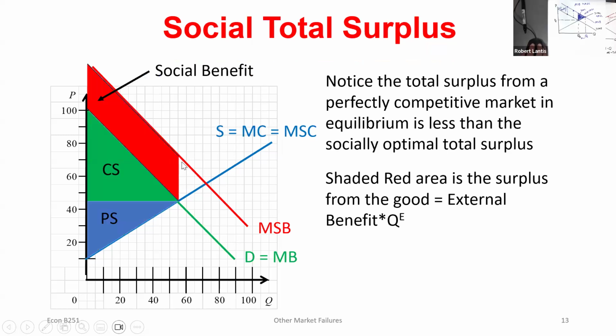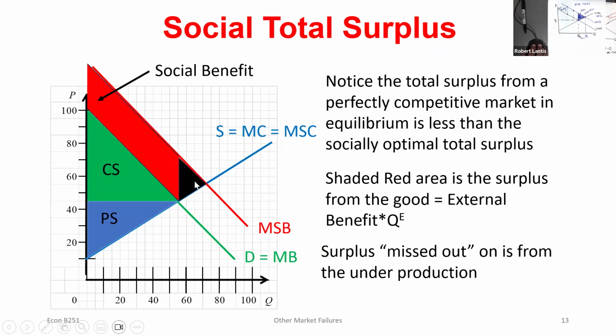What area are we missing out on? Oh yeah, all these units that are not being produced on the market that actually still had positive net benefit or positive surplus to society. Okay, so that's the area that we're missing out on, that represented our deadweight loss. Okay.